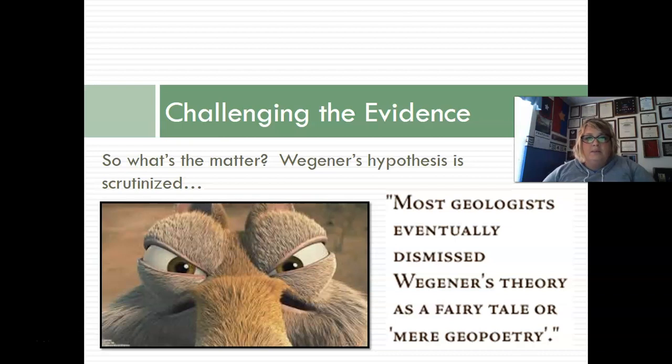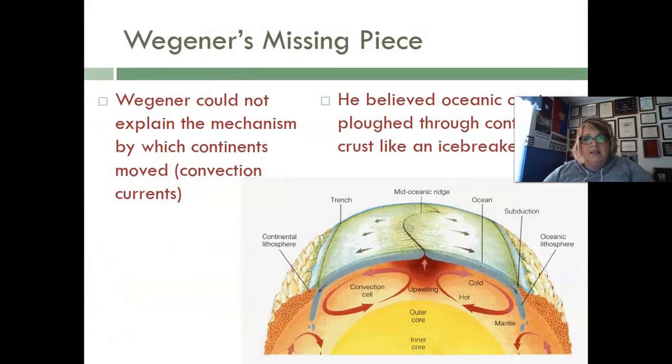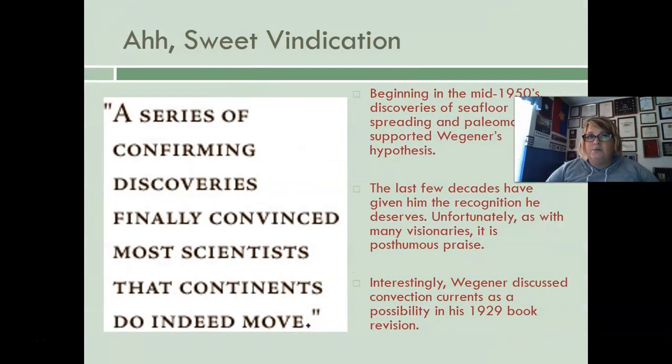So I want you to think, what's the matter? Wegener's hypothesis was very scrutinized. Most geologists eventually dismissed Wegener's theory as a fairy tale. They said it wasn't adding up. Wegener's missing piece was that he could not explain the mechanism by which the continents moved, which we now know is convection currents. He believed the oceanic crust plowed through the continental crust like an icebreaker to a ship. But we know now that it's not true.